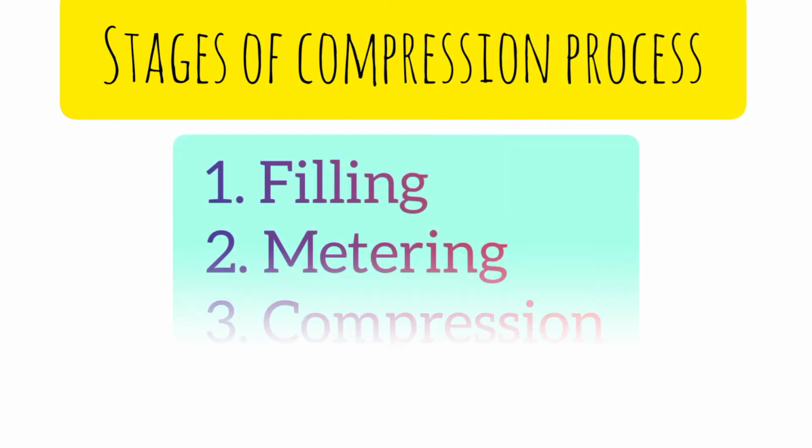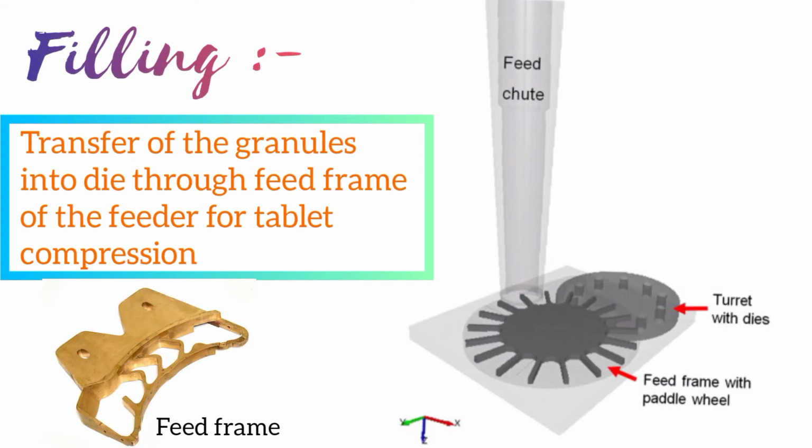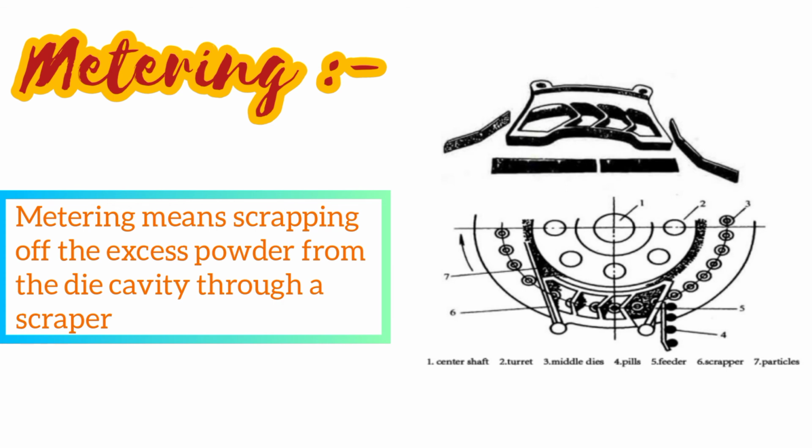If we see the stages of compression, it can be divided into 4 parts. One is filling, second is metering, third is compressing, and fourth is ejection. So now let's start explaining one by one. In filling, the granules are transferred into the die by the feed frame of the feeder. In metering, we just scrape out the excess powder from the die cavity through a scraper.